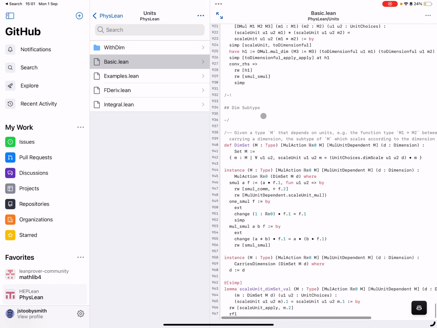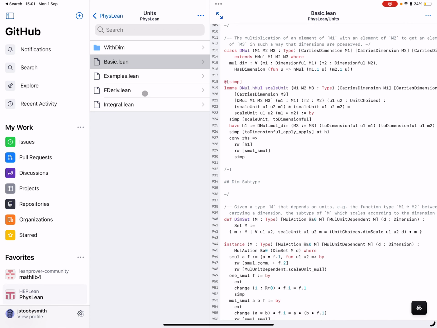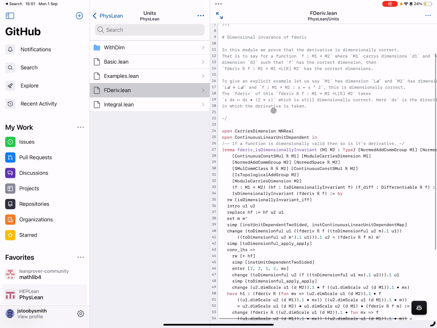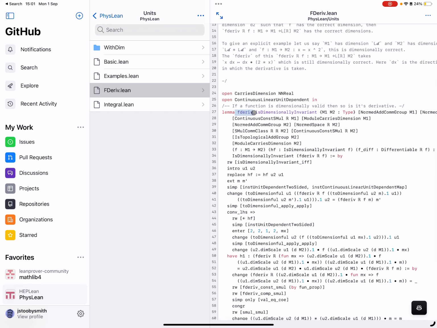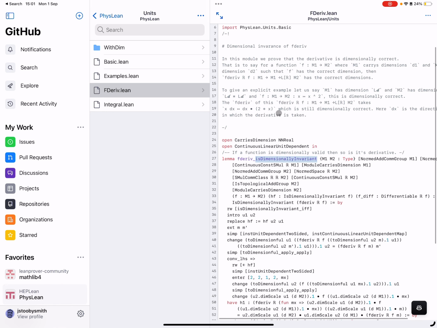So I'm going to skip the rest of this file because it's not so important and go on to things like the derivative file. In this file, it's really simple. We proved that the derivative, or this fderiv in PhysLean, is dimensionally invariant. In other words, it obeys dimensions in the way that you'd expect it to. And it says that if you take a function from M1 to M2, and M1 and M2 both carry a dimension, and f is dimensionally valid and differentiable, then its derivative is dimensionally valid. And this is what we'd expect from the notion of the derivative carrying certain dimensions.